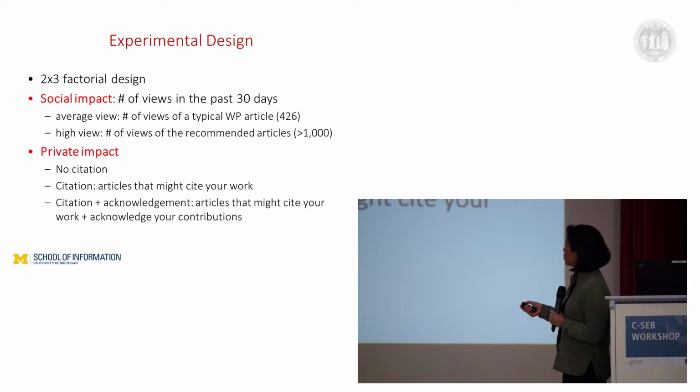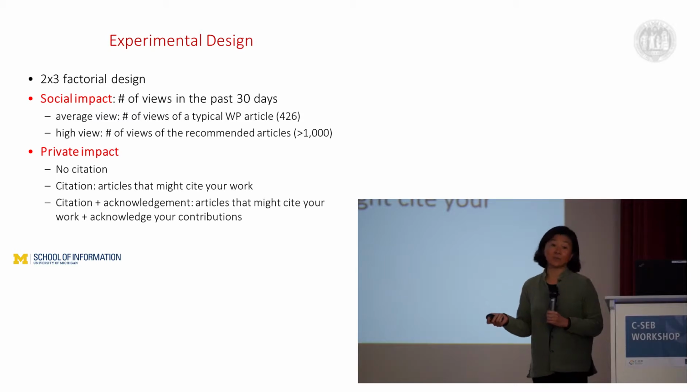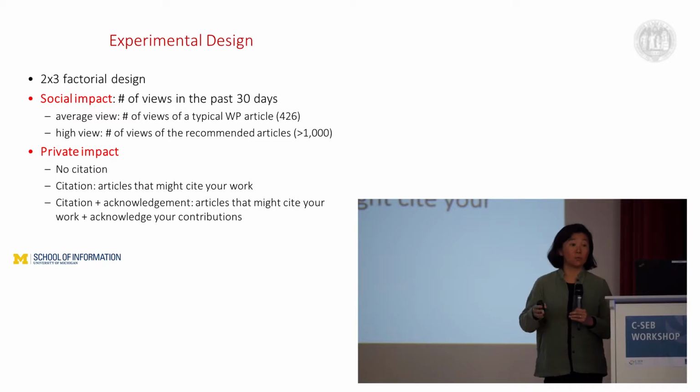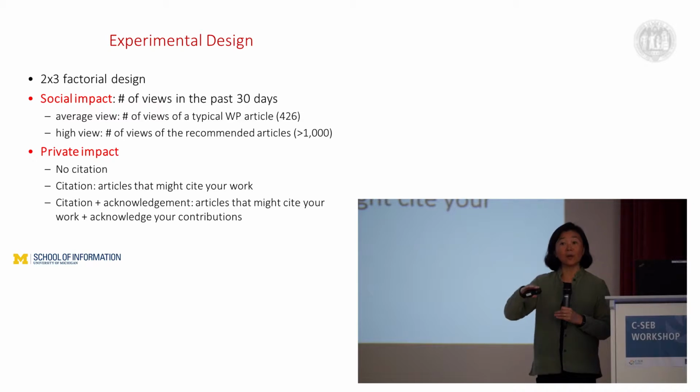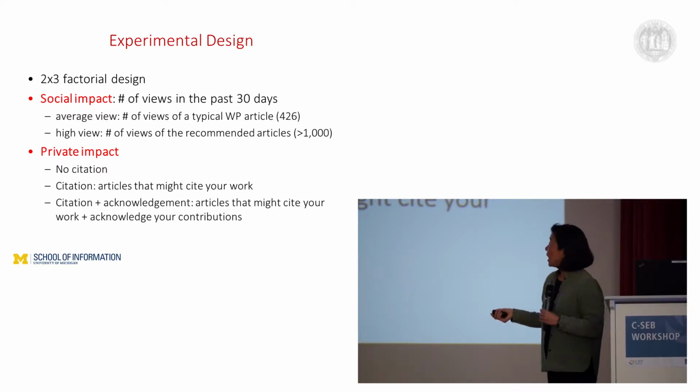the views page. The other one is high view, which is the number of views of the recommended articles is at least 1,000. Now, all the articles in our recommendation bank have at least 1,000 views, so they do not differ. But we vary by either telling them that it's the average number of views or the average plus at least 1,000. And so we call has been viewed at least 1,000 times the high view condition.